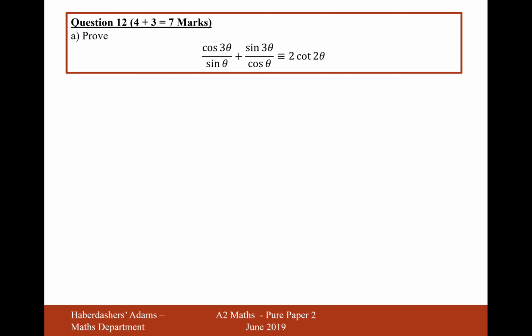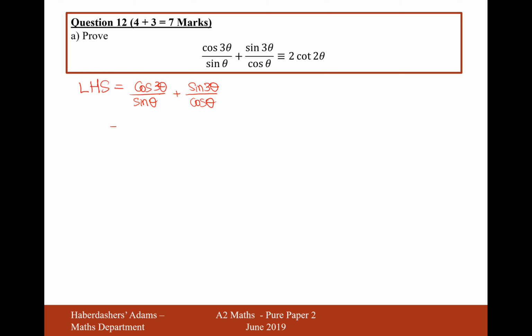Here we're looking at question 12. So we need to prove this trigonometric identity. It looks like the left hand side is the more complicated side to start with, so that's where I'm going to start. I'm going to start with cos 3 theta over sine theta plus sine 3 theta over cos theta.